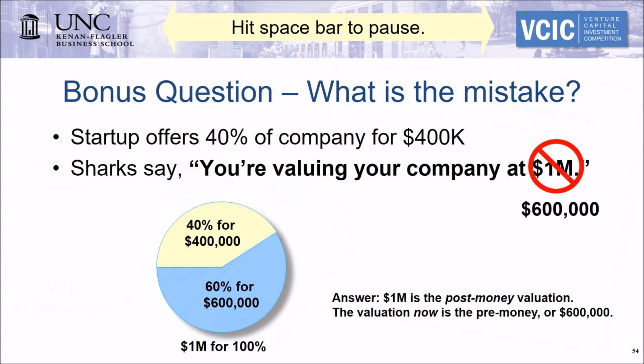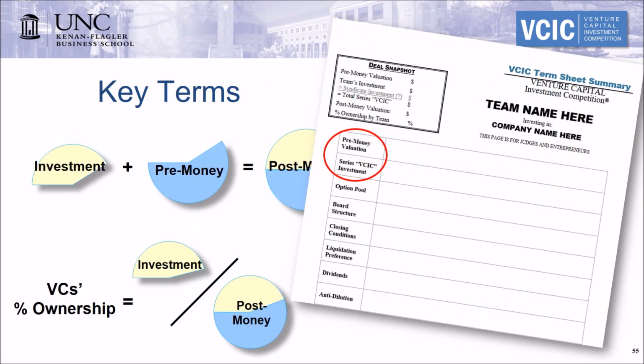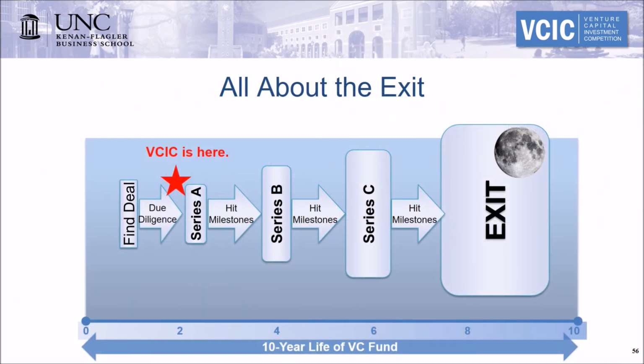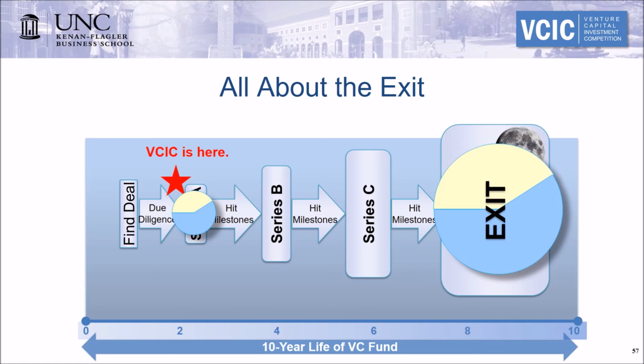Back to our term sheet, we've been talking about the first two terms, the pre-money valuation and the size of the investment. We're coming to a very important insight for your VCIC team. The way the term sheet is structured, you would think the percent ownership is derived from the pre-money and the investment. This is where you really need to understand the context. Remember we said it's all about the exit? Your team will need to demonstrate to the judges that you have a vision for the exit and you have some idea of the percent ownership you will need at the exit. Achieving that percent ownership at exit should be a key factor in your team's negotiating for a percent ownership in this round.